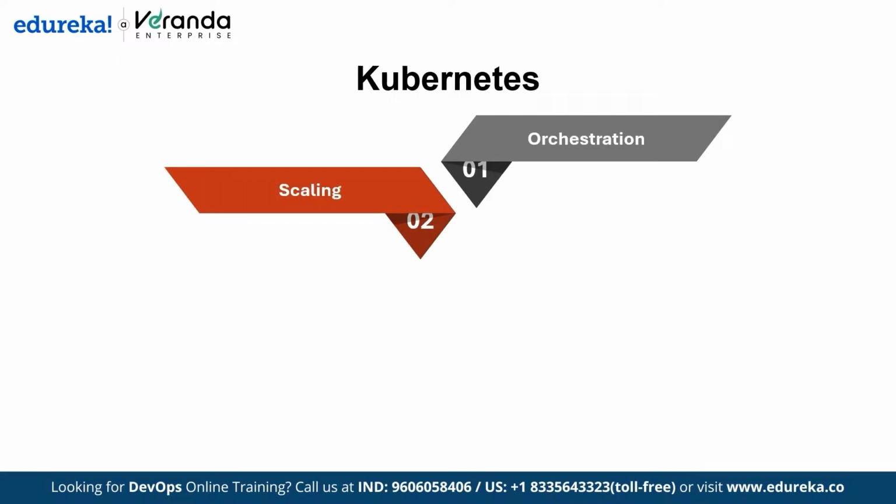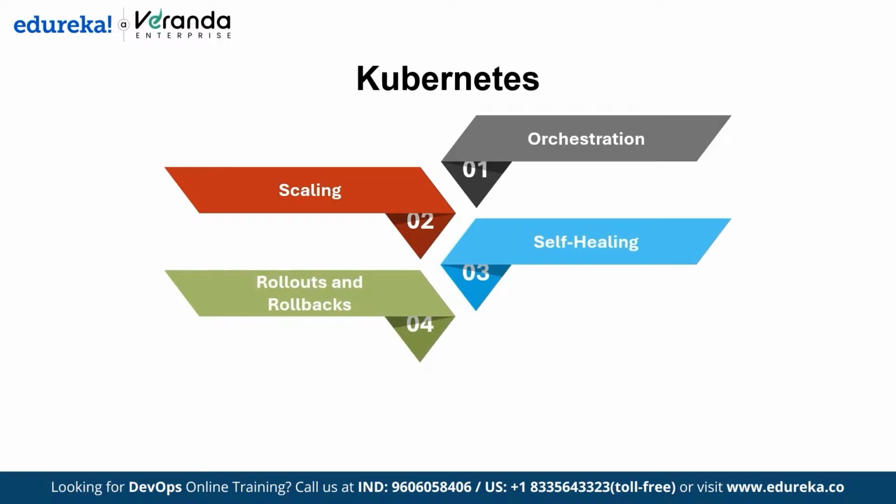Next is scaling. It adjusts the number of container instances based on demand, handling load balancing automatically. Then self-healing. Kubernetes restarts failed containers, replaces containers, and kills containers that don't respond to user-defined health checks. Then we have rollouts and rollbacks. Kubernetes can manage updates to applications, allowing smooth rollouts and rollbacks with minimal downtime.